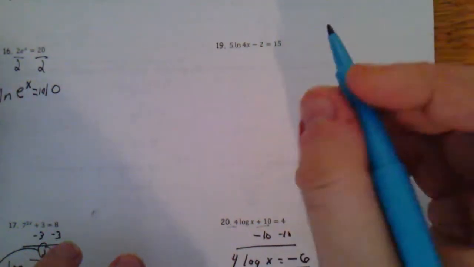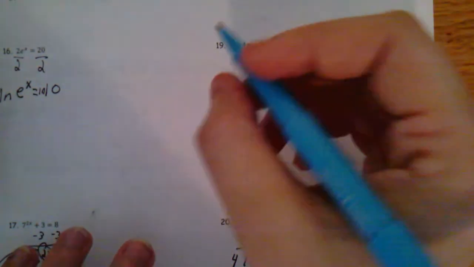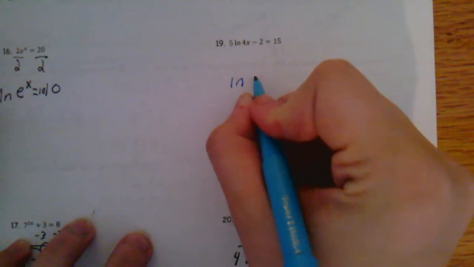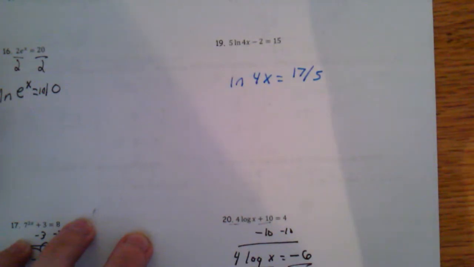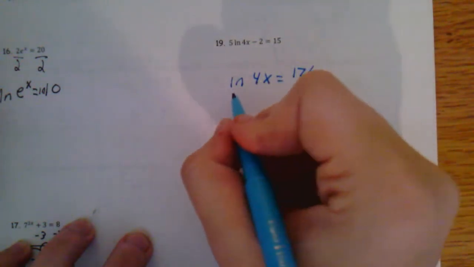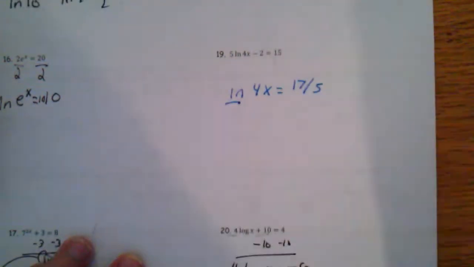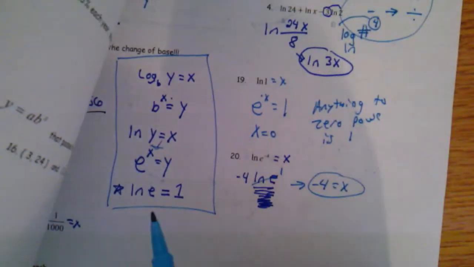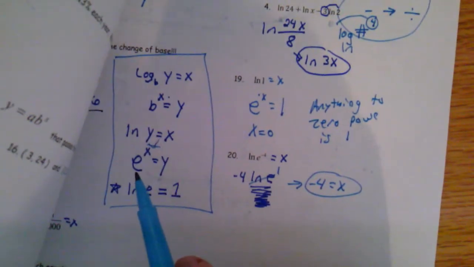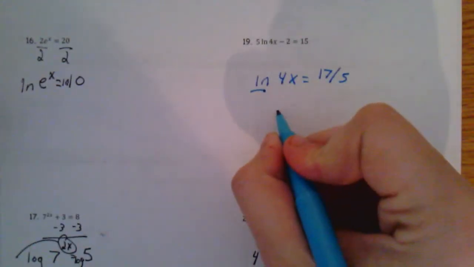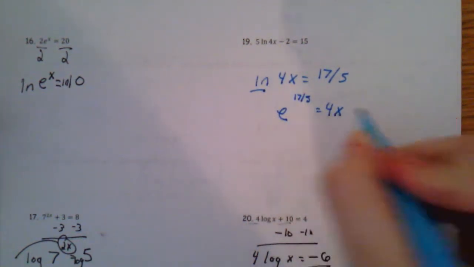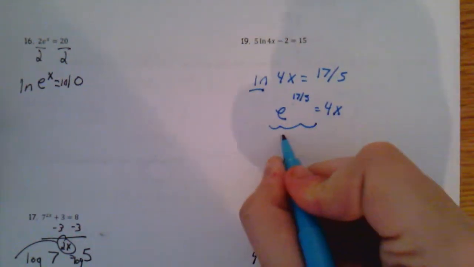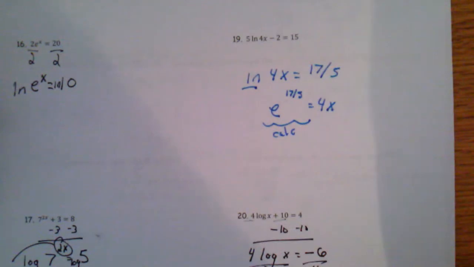Number 19, same idea as number 20. Get that ln by itself. So let's say I do all of my fancy work, and I get my final answer to be the ln of 4x equals 17/5. Of course, that's not going to be a nice fraction. If you remember our ln conversion on the front, you can flip back to the front. Here's my ln conversion. It becomes an e to the power of x. So this is going to become e to the power of 17/5 equals 4x.